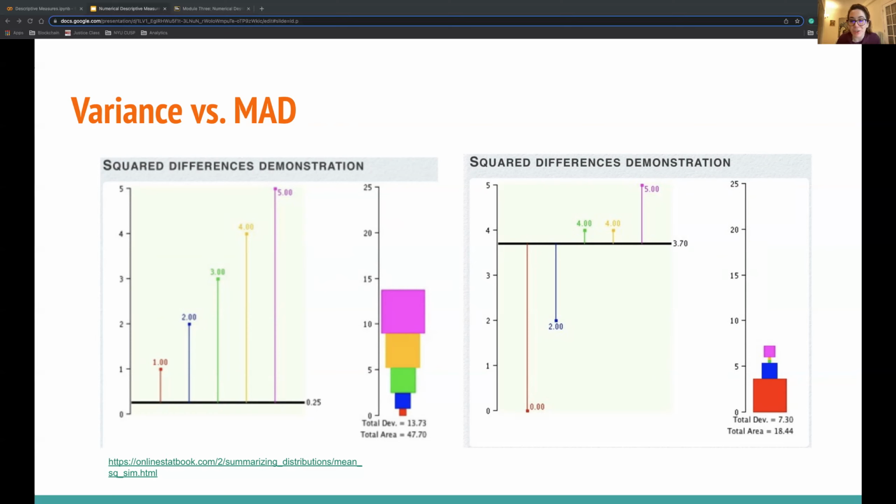The image on the right shows how if we move the horizontal line up to y equals 3.7, which is the mean, the total area decreases. If we think about how this horizontal line acts as the mean, we can think how far away each value is from that line. The smaller the variance, the closer to the mean all the values are.